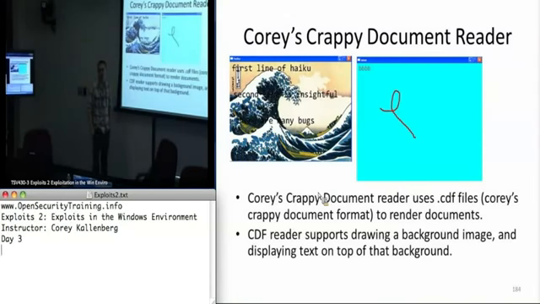So when we want to fuzz Corey's Crappy Document Reader, we want to choose a document that exercises all of its features, for those reasons I was just describing. And that's easy in our case because Corey's Crappy Document Reader is very simple. So even just this document exercises all its features. It draws a background, draws multiple lines of text, has a window title, etc.